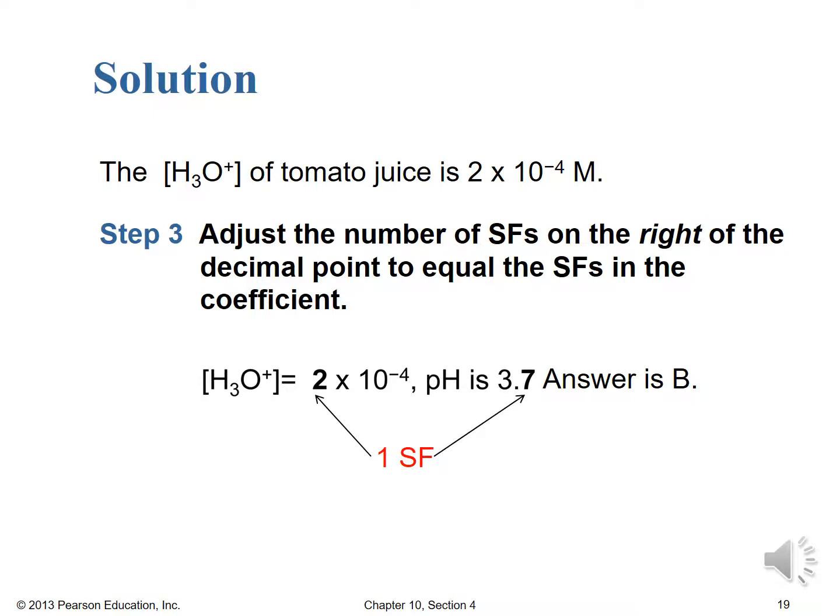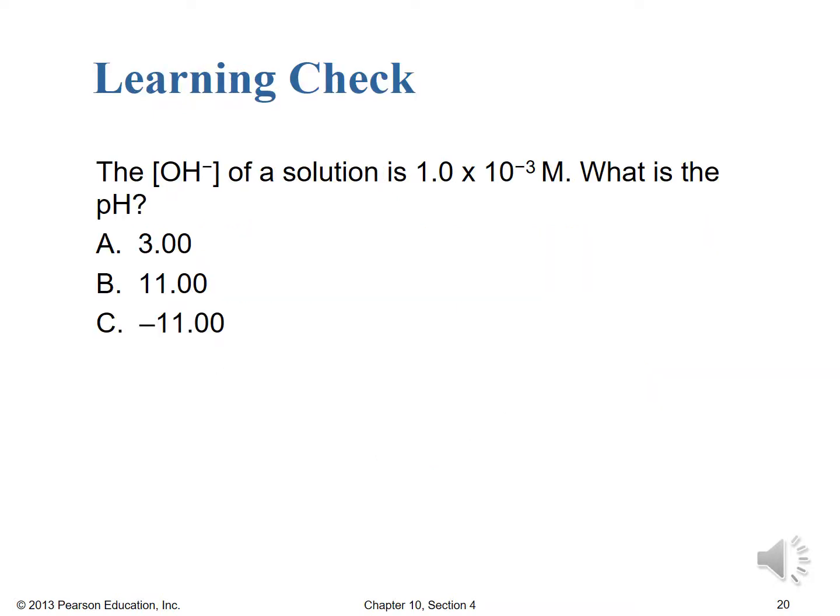In this case, a more acidic solution and therefore a lower pH of 3.7. So you could have used logic again, but hopefully since you're just getting the hang of this, you did it rigorously and came up with the correct answer of pH equals 3.7, answer choice B. Let's do one more learning check.